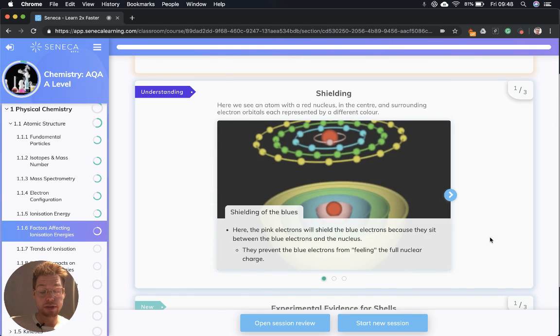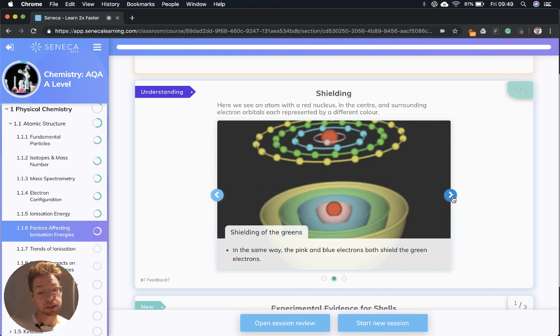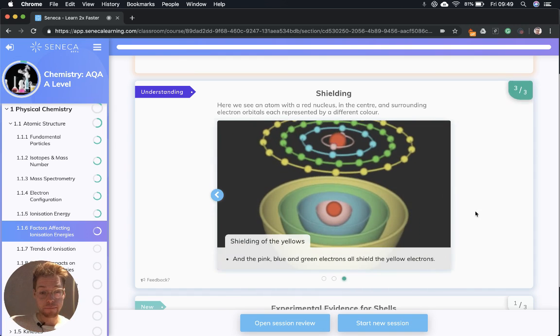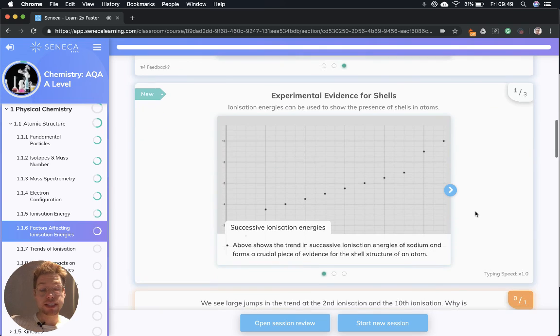The electrons repel each other, so the inner shells repel the outer electrons, pushing them further away, making them easier to remove. So there is some experimental evidence for shells, which is important and can come up in your exam. Successive ionization energies are what we look at to provide evidence for shielding.